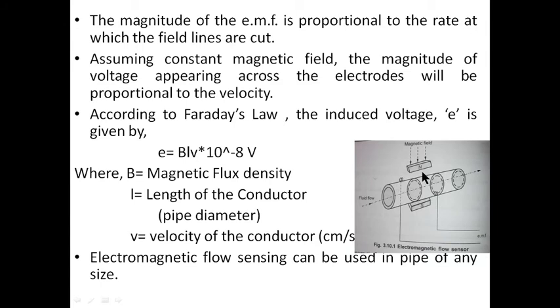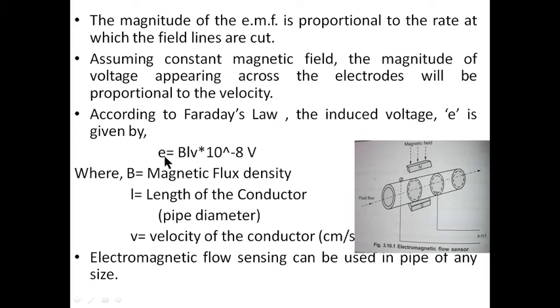Here the magnetic field is produced by the two magnets. So this is magnet 1, and these are the two poles of the magnetic field, which produces the magnetic field around the pipe here. This pipe is non-conducting and non-magnetic. The magnitude of an EMF is proportional to the rate at which the field lines are cut. Assuming a constant magnetic field, the magnitude of voltage appearing across the electrodes will be proportional to the velocity.